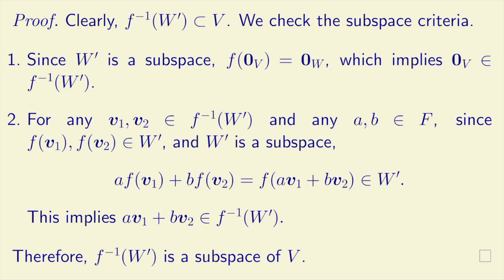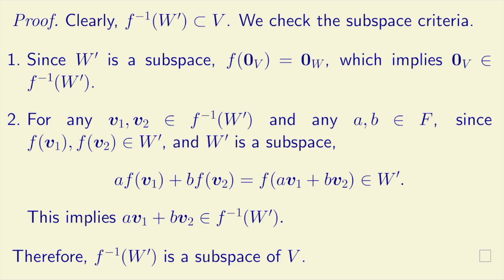First, since w prime is a subspace, it contains the zero vector. We know f of 0v equals 0w. Since the 0w is in w prime, it means the zero vector of v, 0v, is in the inverse image, f to the negative 1 of w prime. Okay, and for the second part about linear combinations.